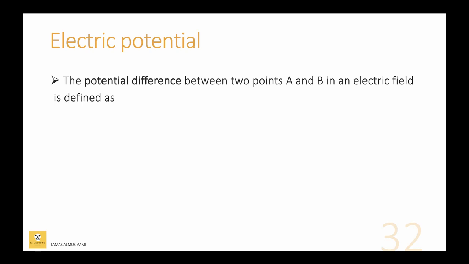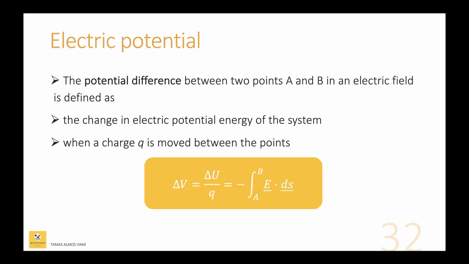Potential itself is less physical, but what is really physical is the potential difference between 2 points, denoted A and B in this electric field. So we will be defining this as the change in the electrical potential energy of the system when a charge Q is moved between 2 points.